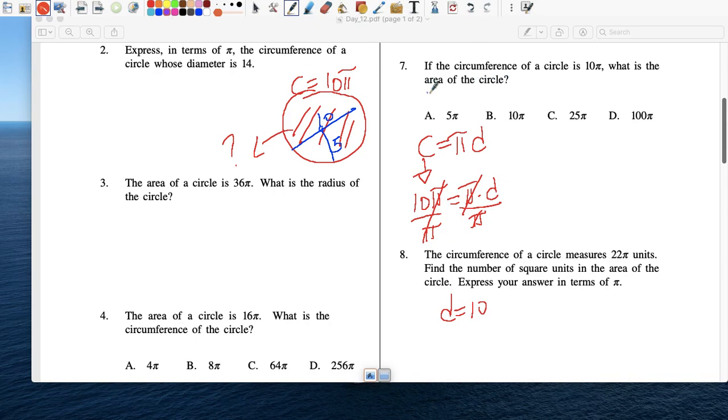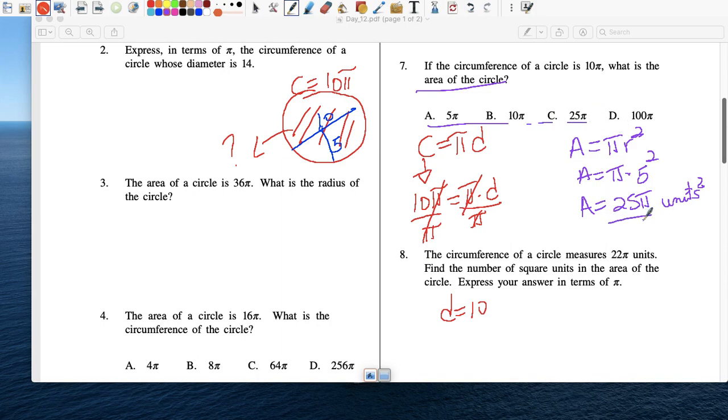Continuing now, because I still want the area. Now that I have the radius, area equals pi r squared. Area equals pi times, what's the radius? 5 to the second power. Area equals 5 squared, which is 25 pi units squared. Look at your multiple choice. You don't actually have to multiply to get the numerical value. Just leave it in terms of pi. So 25 pi. Number 7 is C.